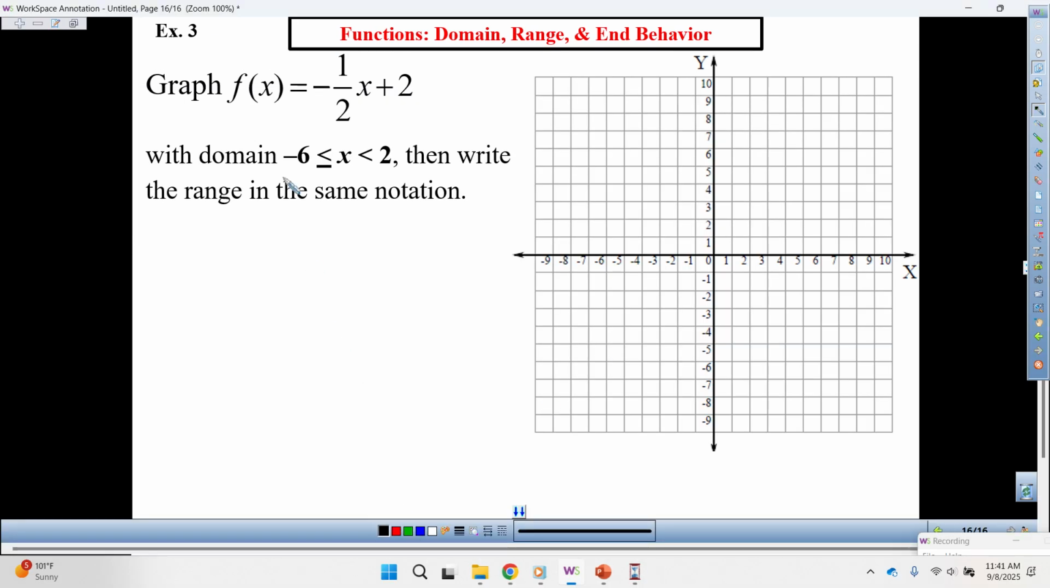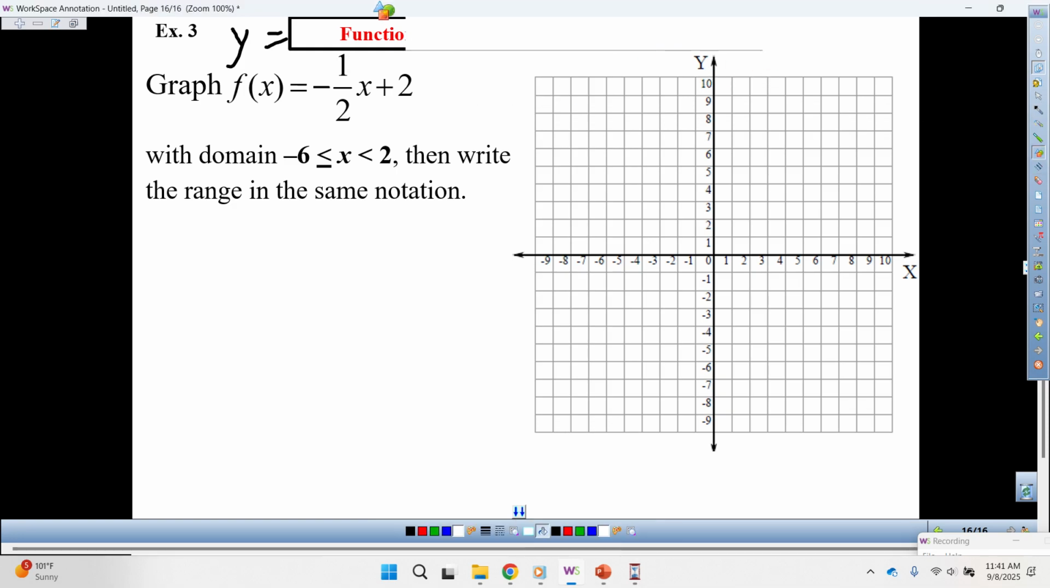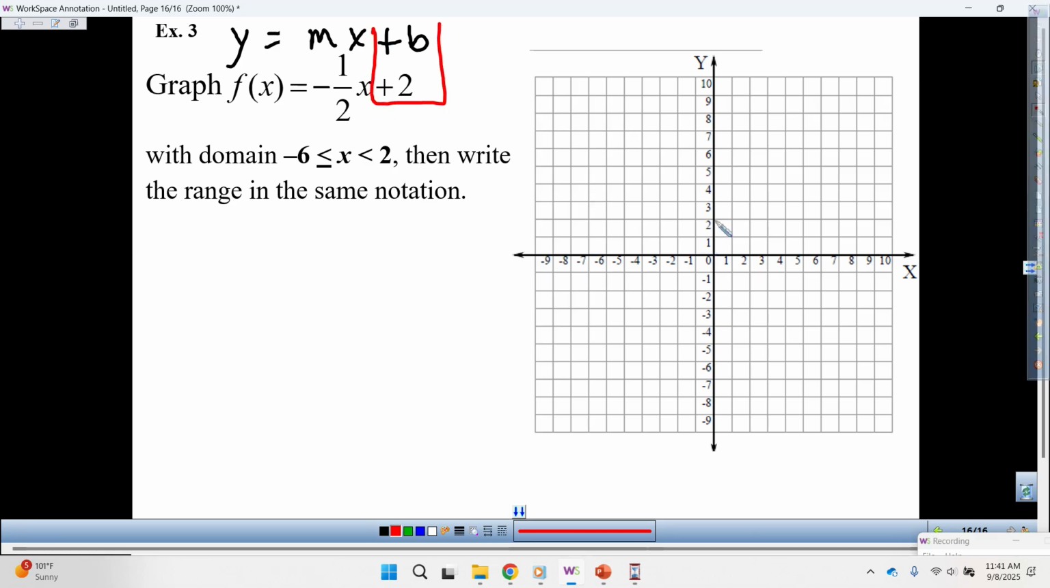So they want us to graph that function. So y equals mx plus b. What do we need first? Our y-intercept, is that correct? Everyone, what's our y-intercept? Positive 2. So we go to positive 2. You can use the colors for right now, but we're going to be erasing part of the line. Next, we need a slope. What is our slope? Negative 1/2.